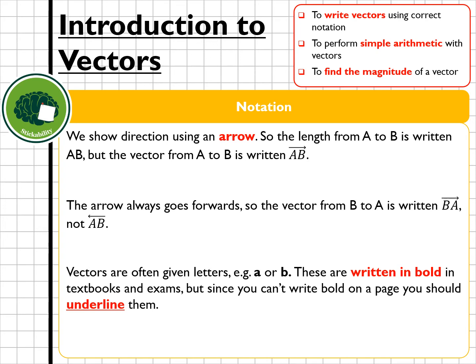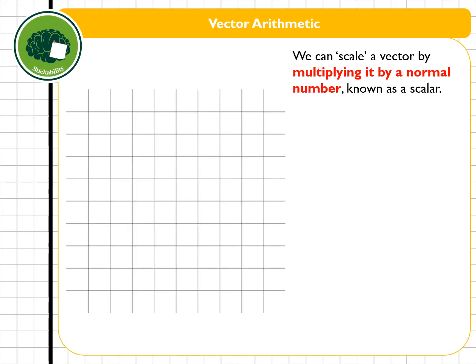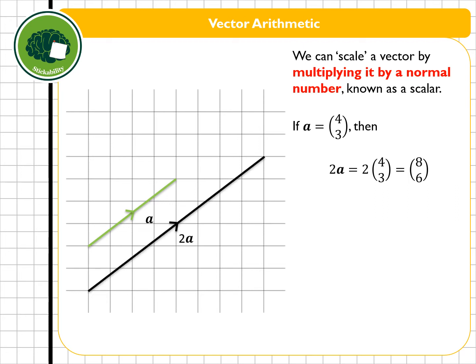You're not penalised if you don't though, so if you forget in an exam, don't worry too much about it. Now, there are certain things we can do with vectors. The first one is scaling them, and what I mean by that is multiplying it by a normal number, which we call a scalar. So consider the vector A, which is 4, 3. Then if I want 2 lots of A, I just, as you'd assume, multiply 2 by 4 to get 8, 2 by 3 to get 6, which gives me this vector 2A.